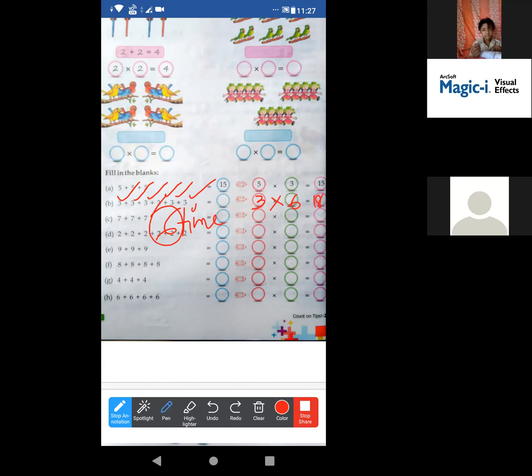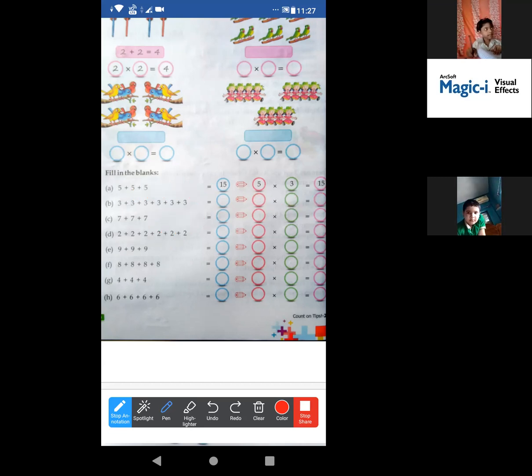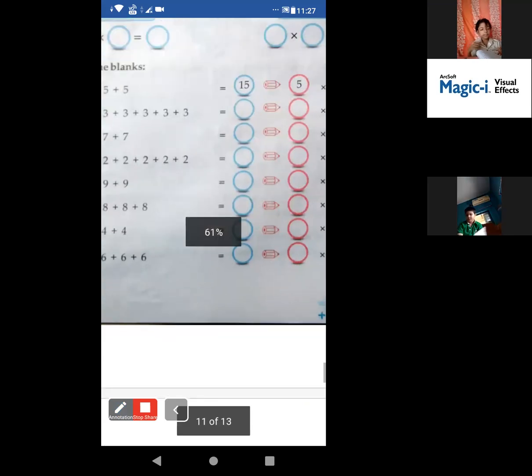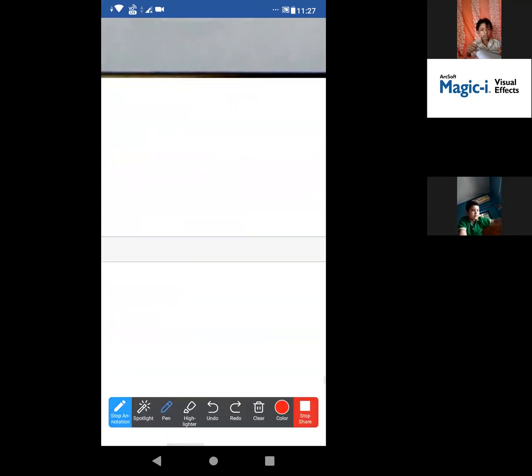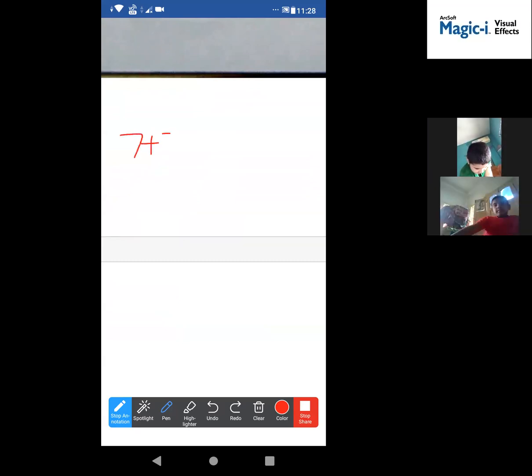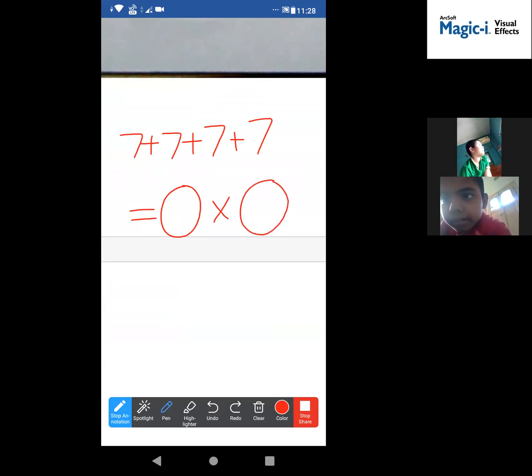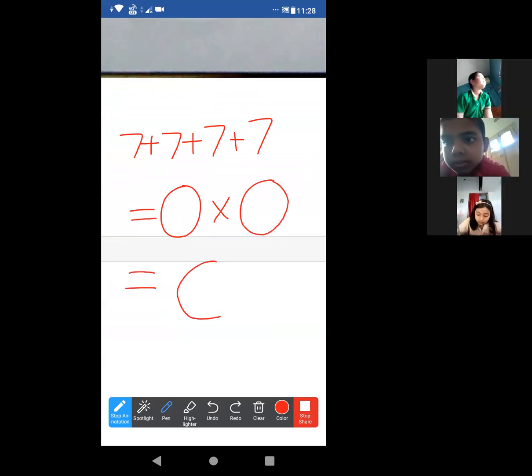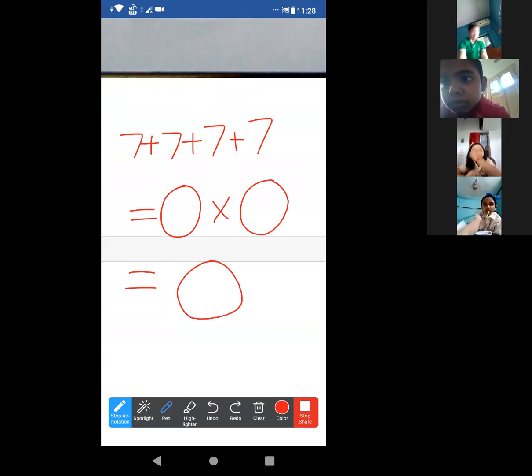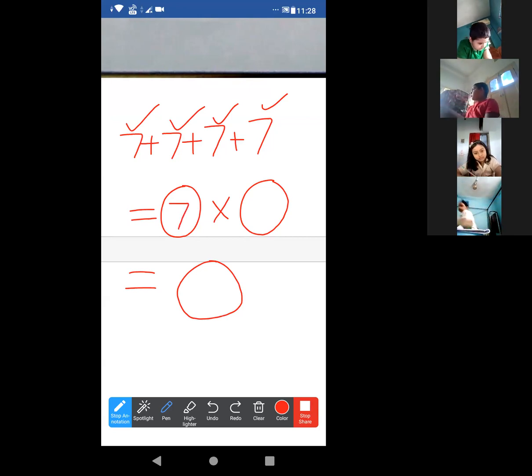Suhana? Not clear. Okay, let me explain it again. Look at the screen. Suppose I have written 7 plus 7 plus 7 plus 7 is equal to dash into dash. As it is given 7, so in the first circle we will write 7. Up to this, clear?